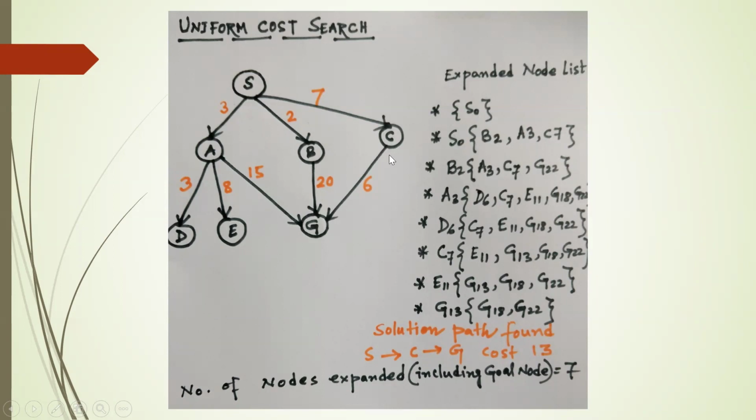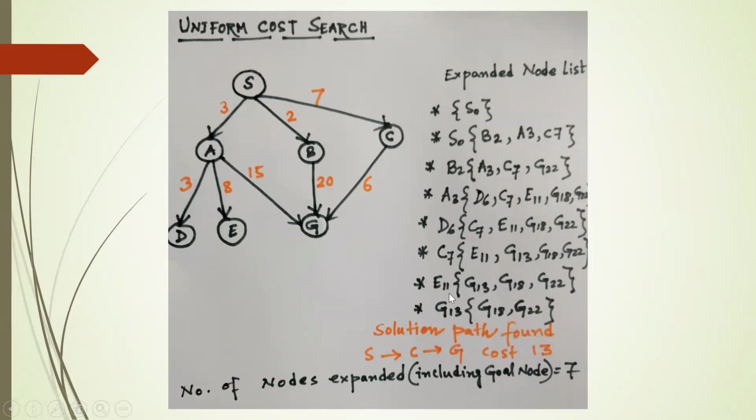What are the children for C? G is the child for C. The cumulative cost is 7 plus 6, 13. So we are including G13. So we compare all the values. The next lowest one is E11. So we are visiting E11. At last we have three G values: 13, 18, 22. So which one do we have to visit? G13 we have to visit.